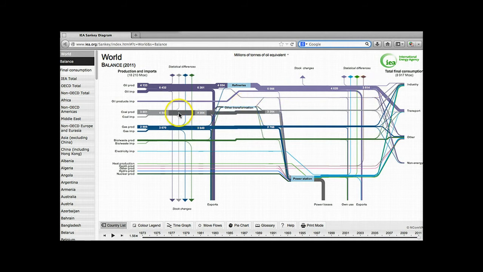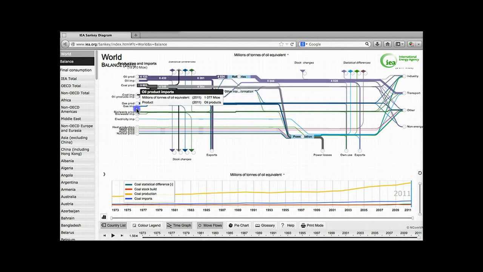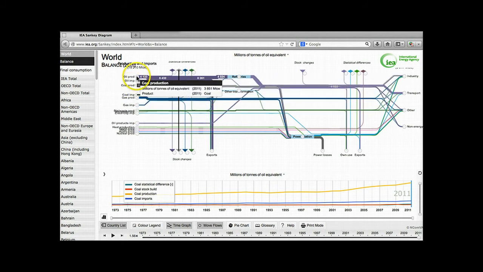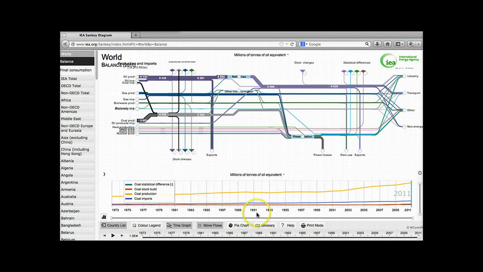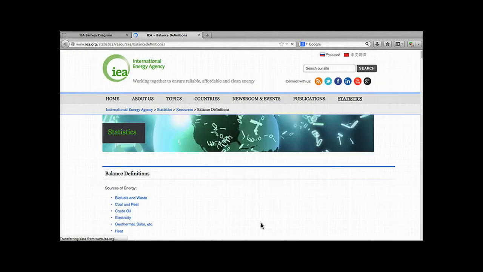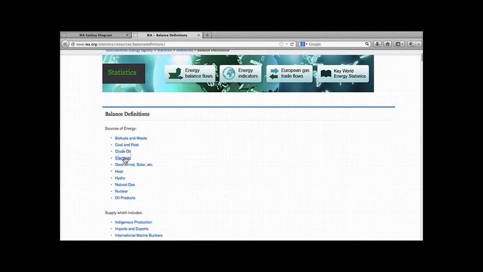Click on an individual line segment and then on Time Graph at the bottom to see how trends have changed over time. Click on Move Flows at the bottom, and then you can rearrange the different lines on the main diagram. Click on Glossary at the bottom to learn more about how the International Energy Agency, or IEA, defines different terms.